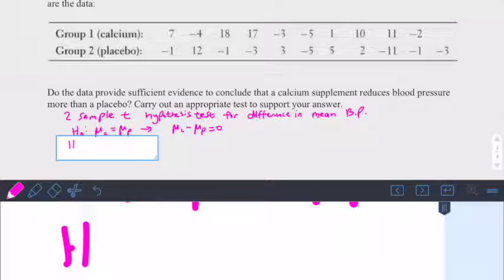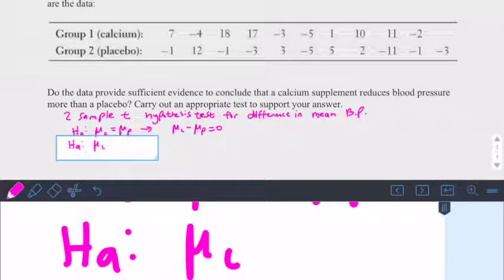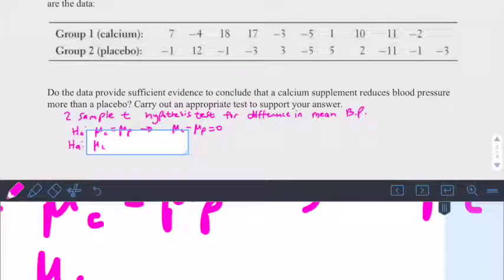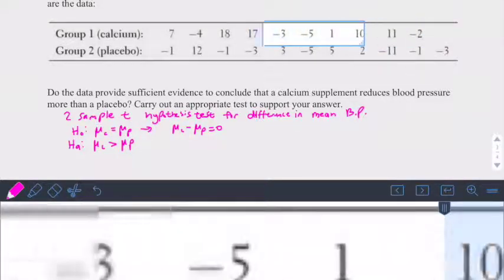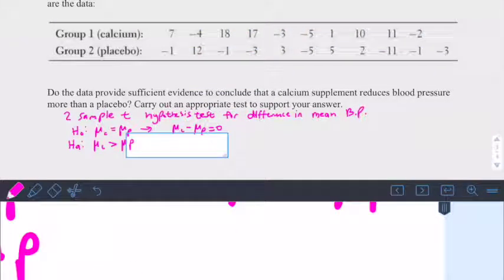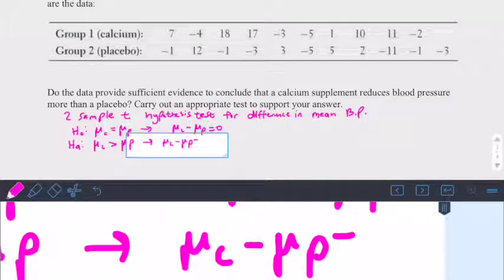Our alternative is that the calcium reduces blood pressure, right? But it's actually larger because remember, higher means a positive response. So you could have written it as mu calcium minus mu placebo is greater than 0. Same thing.